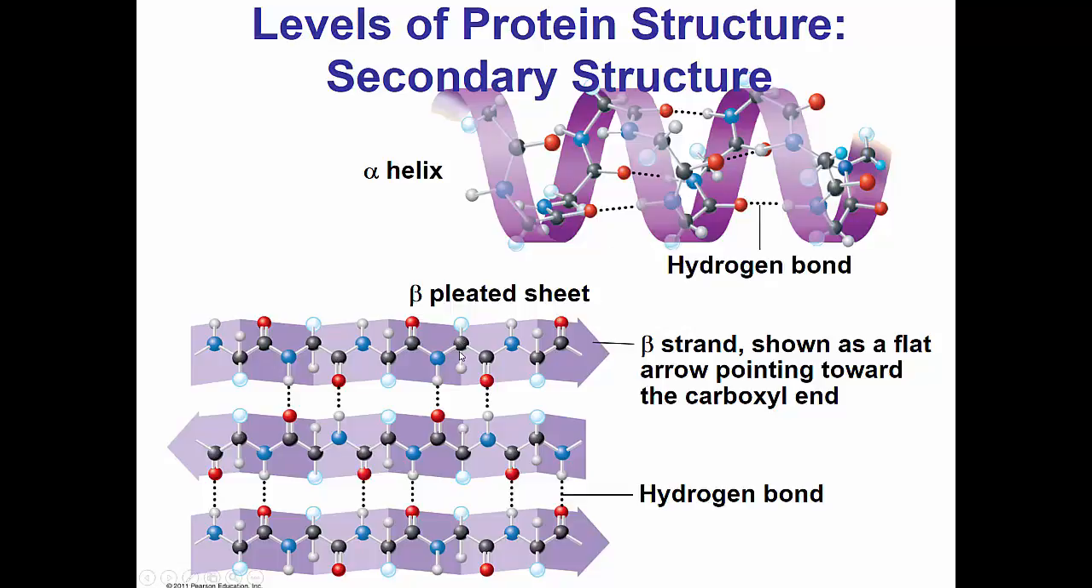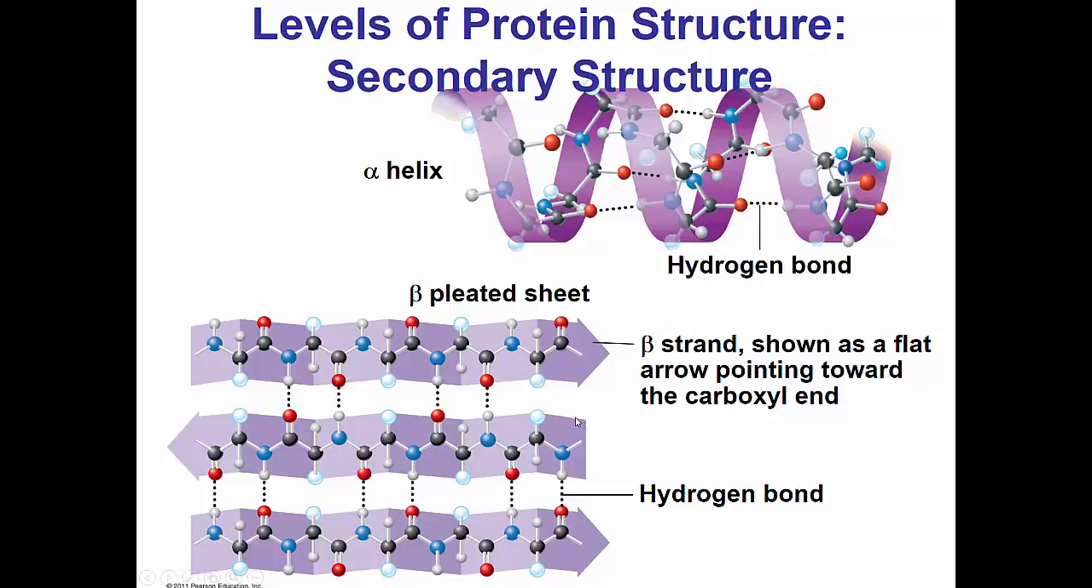Whereas in the beta pleated sheet, the hydrogen bonding occurs between different beta strands. So these are different strands that could be really distant from one another within the primary sequence of the protein, but in 3D space, they end up being really close to one another. So the hydrogen bonding occurs between beta strands in the beta sheet.